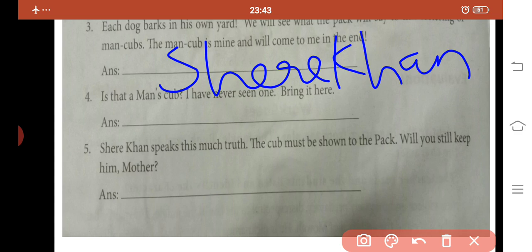"Is that a man's cub? I have never seen one. Bring it here." The mother wolf tells these words to Father Wolf. Who said these words? Mother Wolf. "Sher Khan speaks this much truth. The cub must be sewn to the back. Will you still keep him, mother?" Here, the answer is Father Wolf.